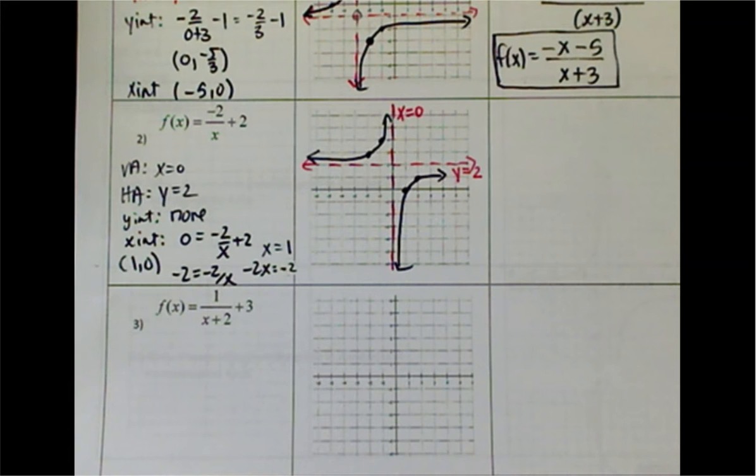Plug in the 0, add, cross multiply. Do you really need to do all that? The x-intercept? No, you don't, but I wanted you to see the work just in case. Right? If it weren't an integer, you would have to solve for it.